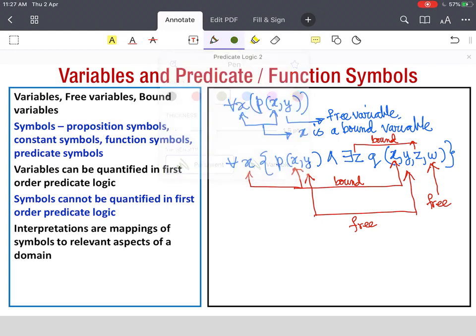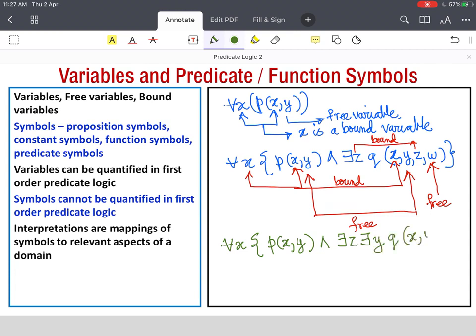Now let us change this example a little. Let us change this example and let us extend it a little more. Let us write, there exists z, there exists y, q, x, y, z, w. Now let us analyze what is the little difference between these two.